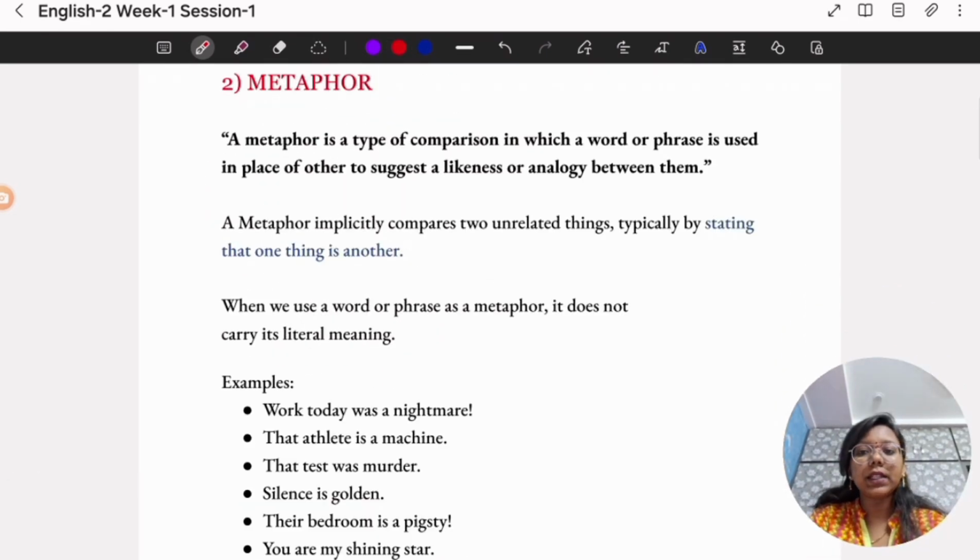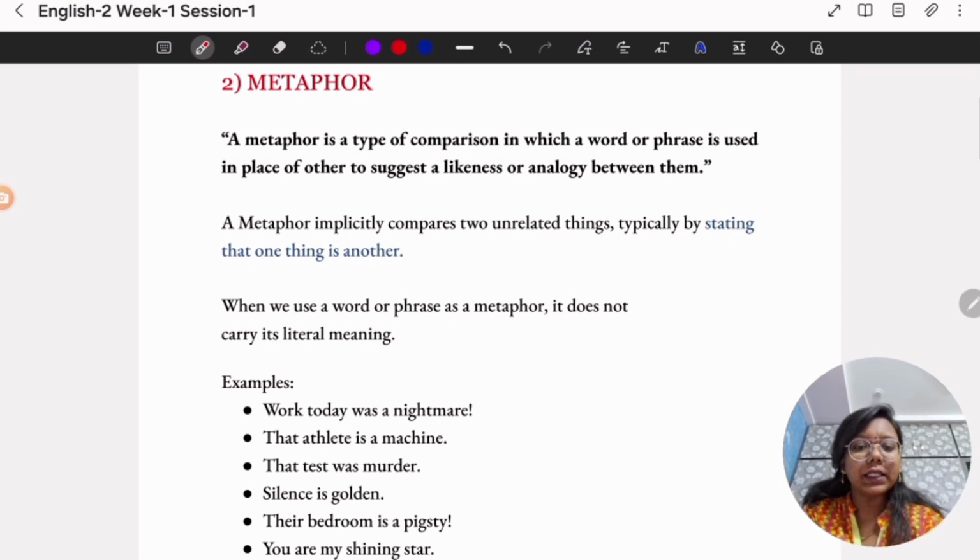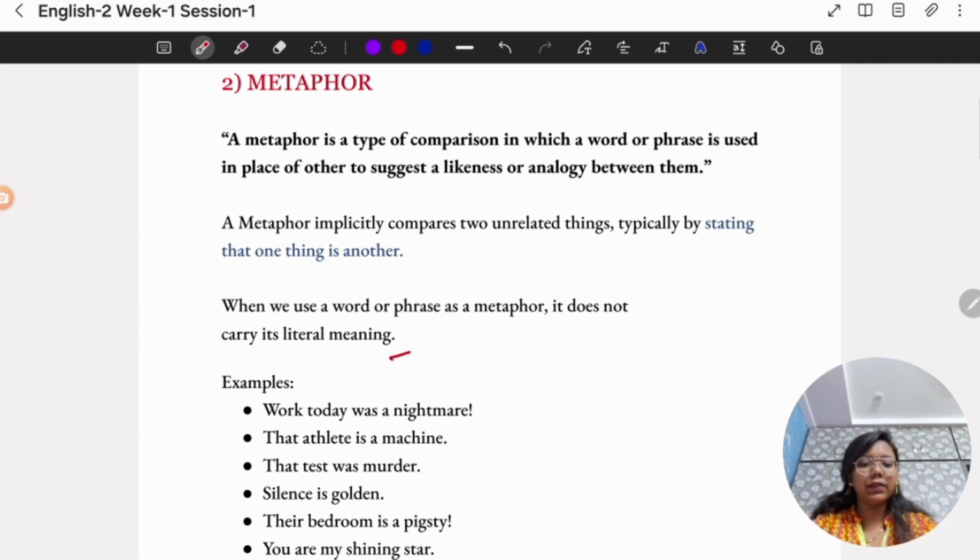So the second one is metaphor. A metaphor is a type of comparison in which a word or phrase is used in place of another to suggest a likeness between them. So it compares two unrelated things, typically by stating that one thing is another. When we use a word or phrase as a metaphor, it does not carry its literal meaning. Obviously, we should not take the meaning in the literal sense for any figure of speech.